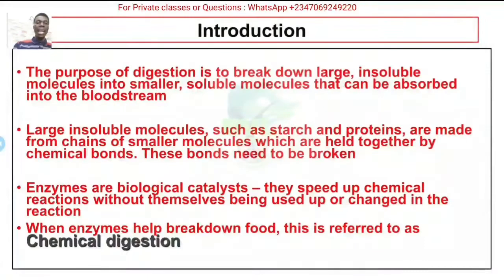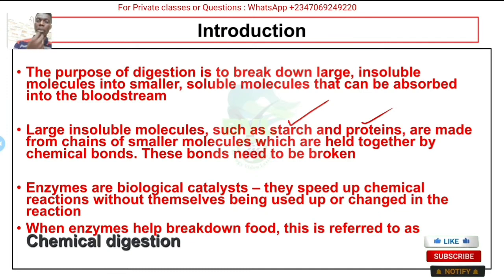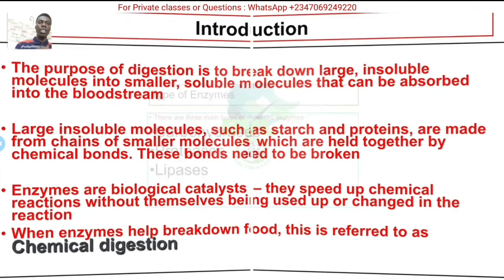So any such reaction is called chemical digestion, when enzymes help to break down the food, like we saw in that previous slide. Now, why do you say chemical? Because we can also break down food physically. That's mechanical, like chewing, but that still has its limits. But when it is an enzyme doing it, we call it chemical digestion. So let's move on.